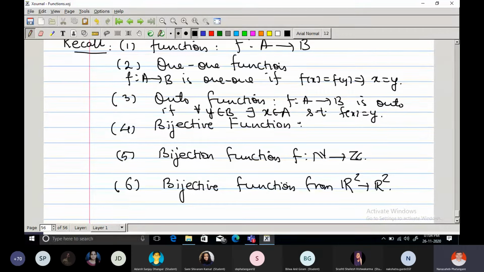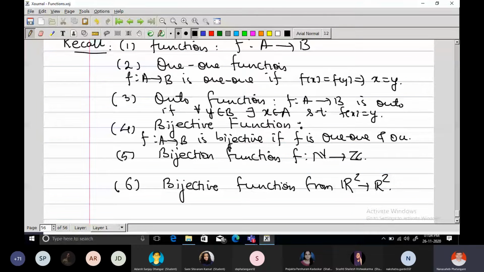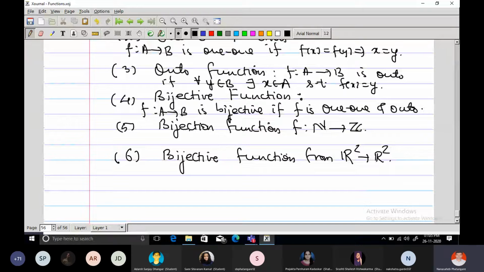So what is a bijective function? A function which is one-to-one and onto both. Right. If f is one-to-one and onto, the function is bijective, as it satisfies both conditions. Also, we saw that there is a bijective function from natural numbers to integers. Also, we discussed a bijective function from R2 to R2, plane to plane. Do you remember this?